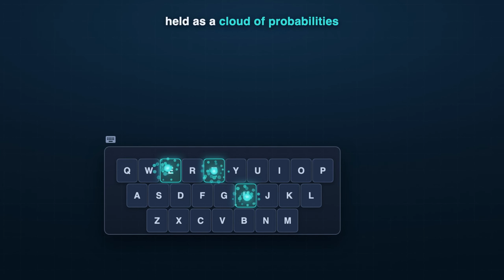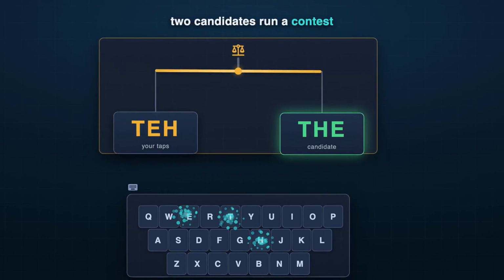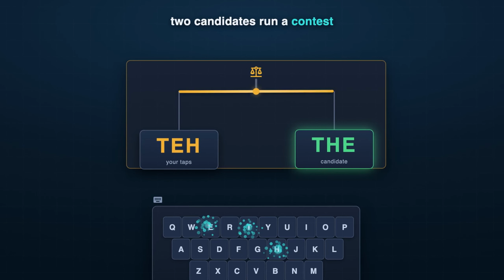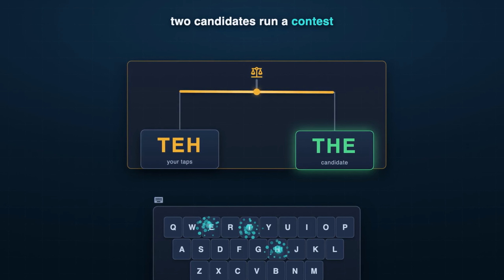It lines up candidate words from its dictionary and scores each one on 2 things at once. First, how well do your actual tap locations match the letters of this word? Second, how common is this word in real writing? Both votes matter and it weighs them together.